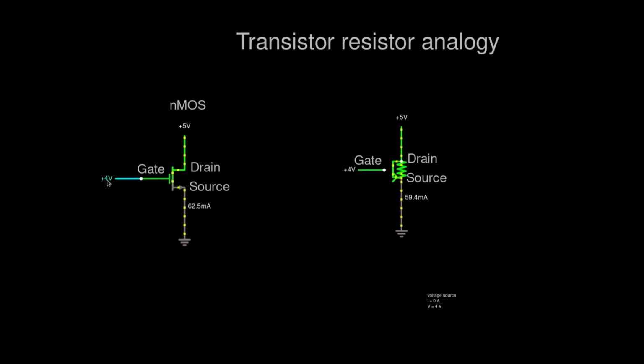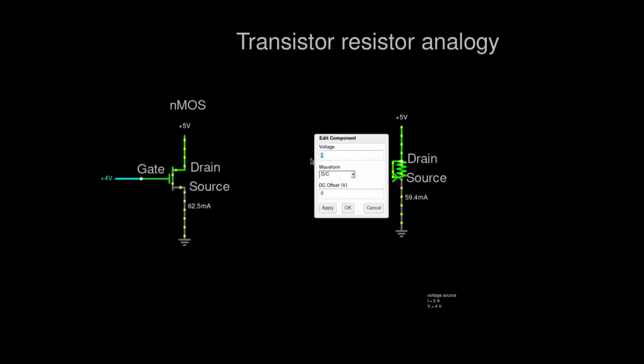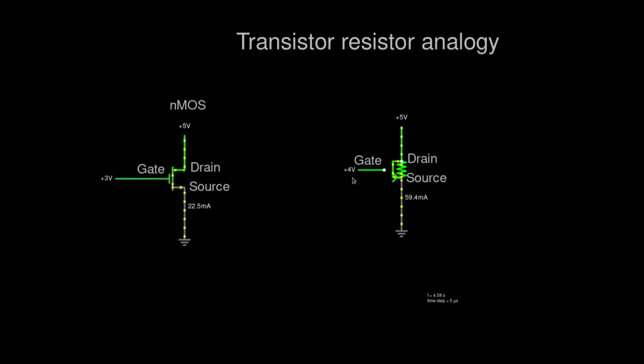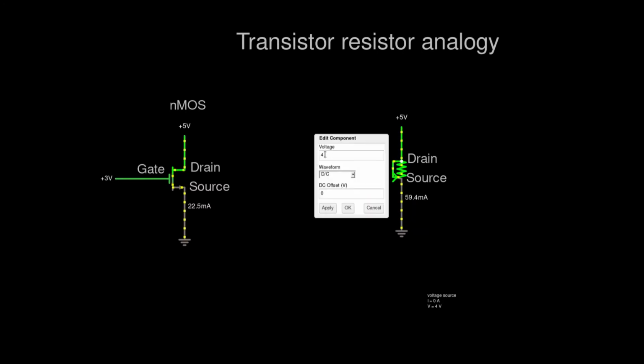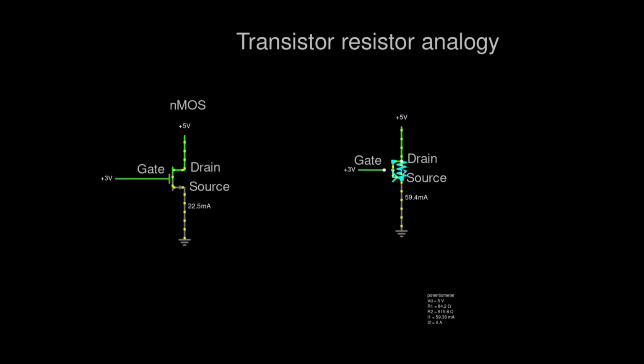So let's experiment with that. Let's drop it down even further. Let's drop it down to 3 volts. Apply and we get 22 milliamps. Let's change it here as well, also to 3 volts, and let's change the resistance. Now we have to change the resistance quite a bit to get 22 milliamps. Quite good. The slider used to be down here, but it has moved.